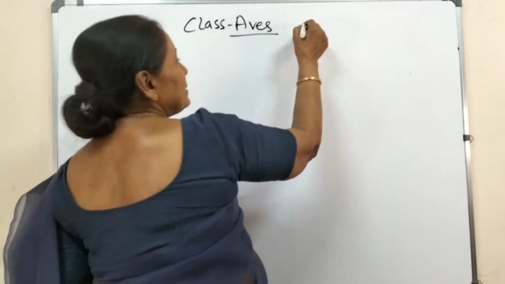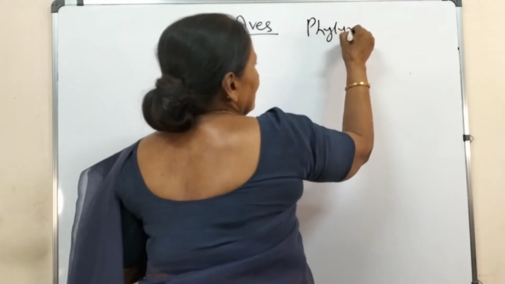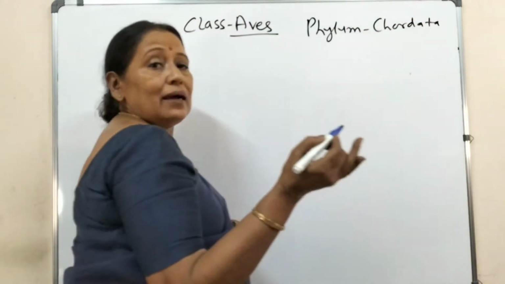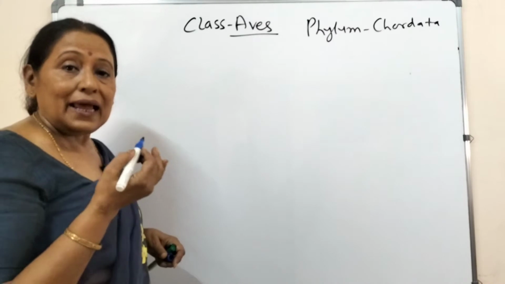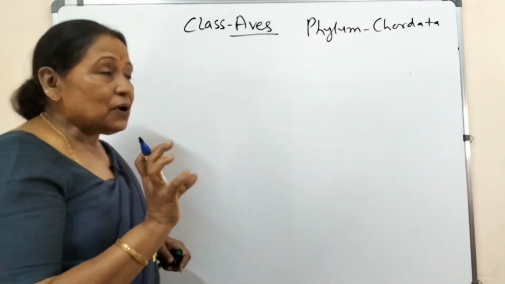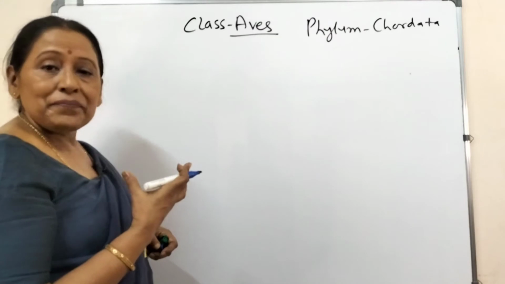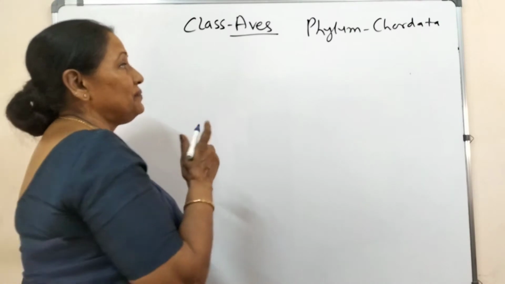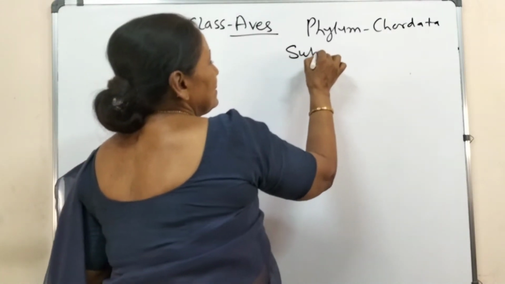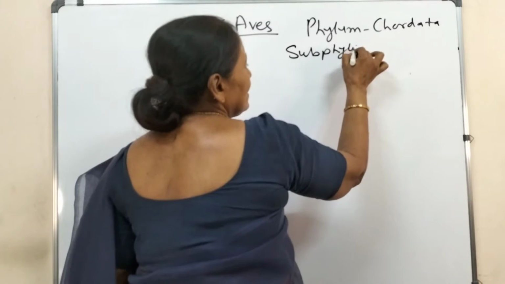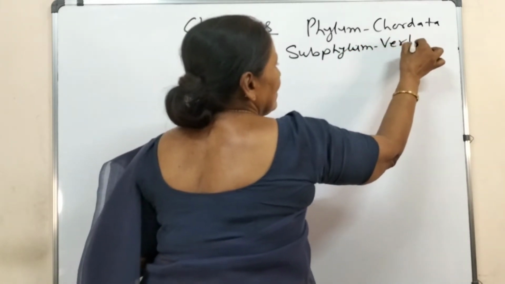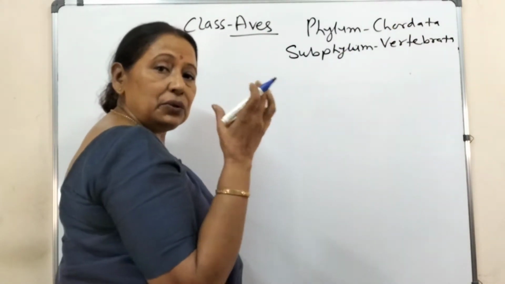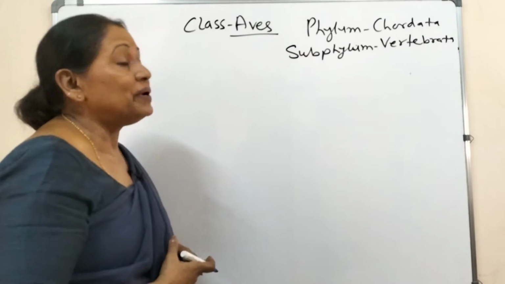They belong to the phylum Chordata. Chordata means out of all the organisms which are included under animal kingdom, only that group of animals which have a dorsal tubular notochord at least at some stage of their life. Then their subphylum is Vertebrata. Vertebrata are those chordates in which the notochord has been replaced by vertebral column.